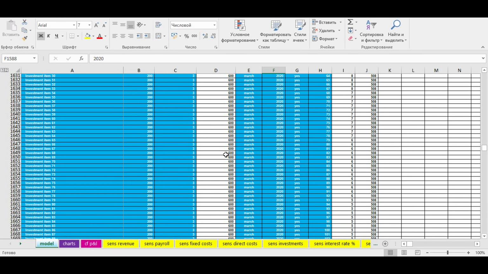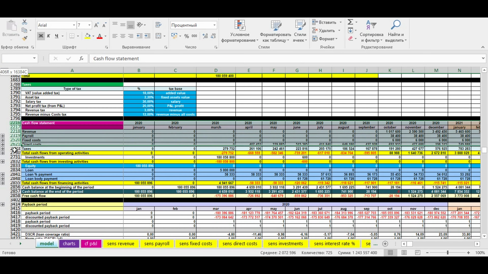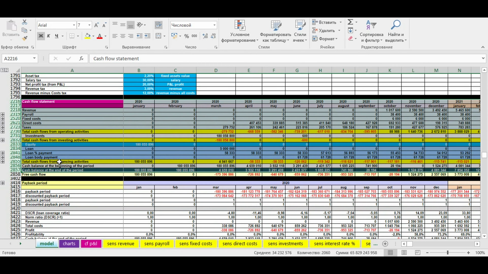The next block of inputs deals with taxes. You can set the tax rates and move to the cash flow statement, where you will see the results of financial modeling. Cash flow is the main statement where you see financial efficiency of your business idea.